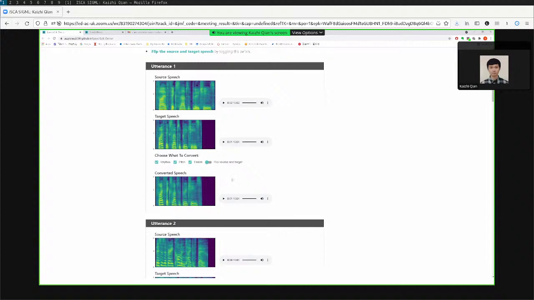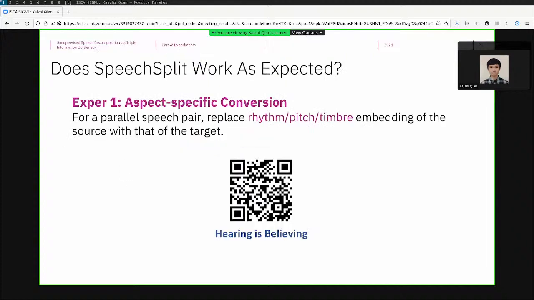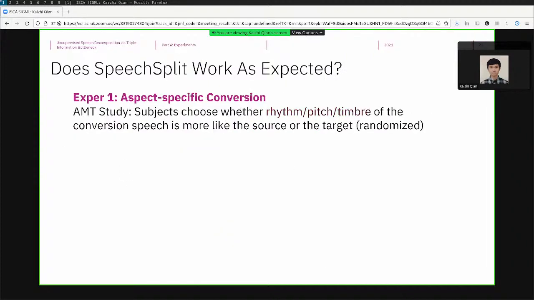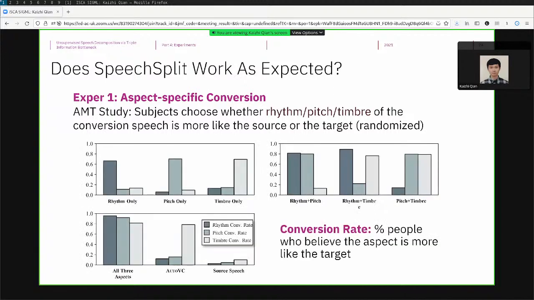We also performed a subjective evaluation on Amazon Mechanical Turk, where the subjects are asked whether each of the aspects is more similar to the source or to the target. These bar plots show the conversion rates, which is the percentage of the responses that choose the target. As can be seen, all the conversions have high conversion rates for the aspects that are converted and low for the rest. For example, if we only convert the rhythm, the rhythm aspect has a high conversion rate.